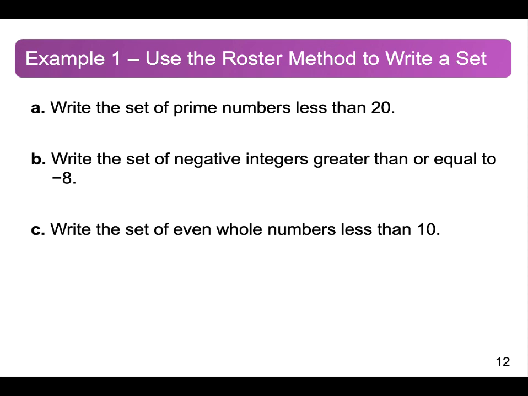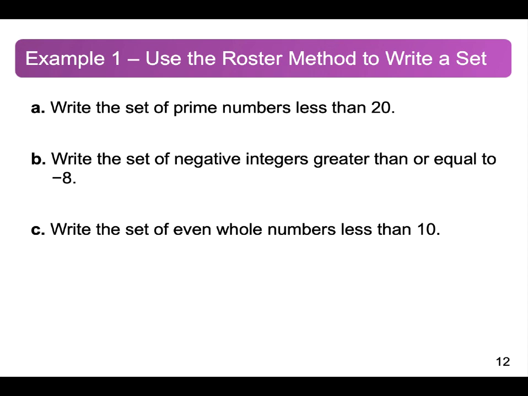Now for C, we want the even whole numbers less than 10. Well, whole numbers start with 0, and we will consider 0 to be even for the purposes of this class. So we have 0, 2, 4, 6, and 8. We will not include 10 because 10 is not less than 10.